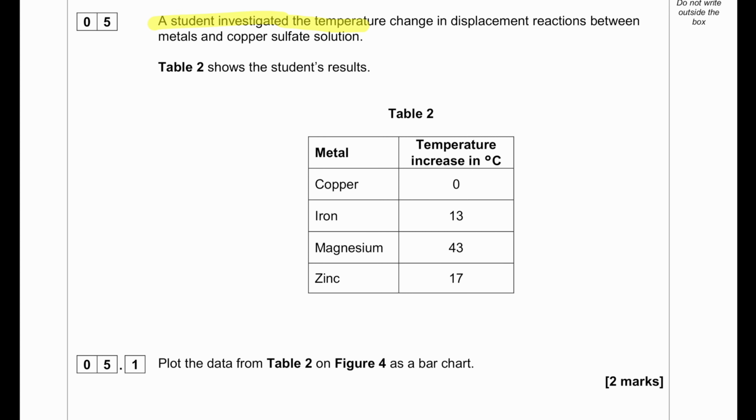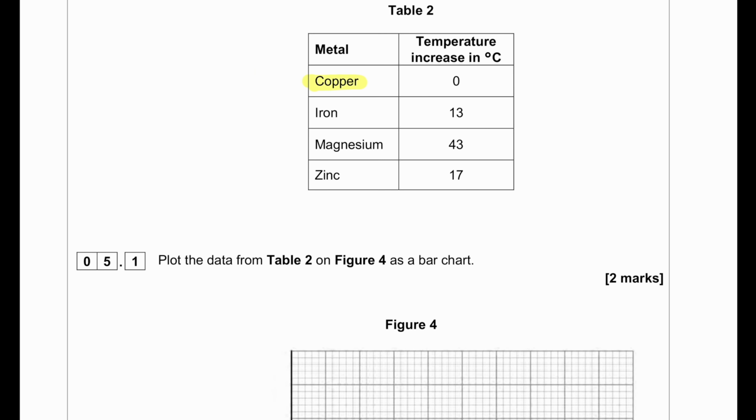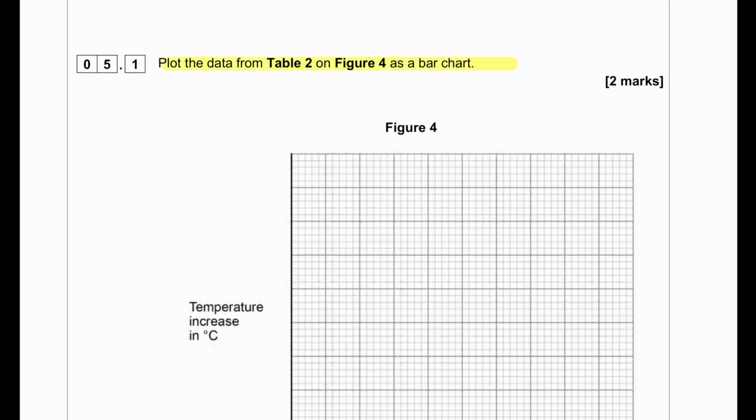A student investigated the temperature change in the displacement reaction between metals and copper sulfate solution. Table 2 shows the student's results. So we can see copper, when it is used in copper sulfate, there is no displacement reaction. So the temperature change is 0. But when iron is used, the temperature change is 13, magnesium 43, and zinc 17. Plot the data in table 2 on figure 4 as a bar chart.